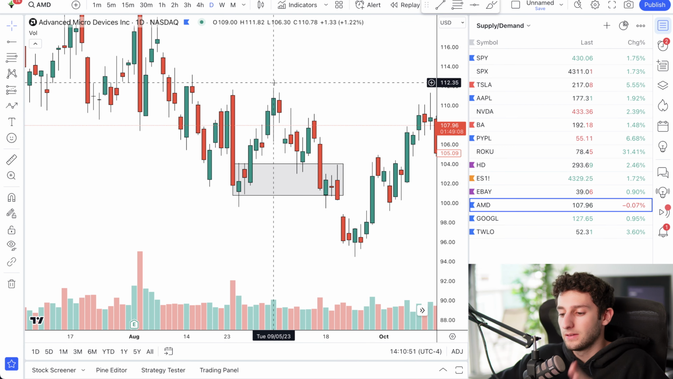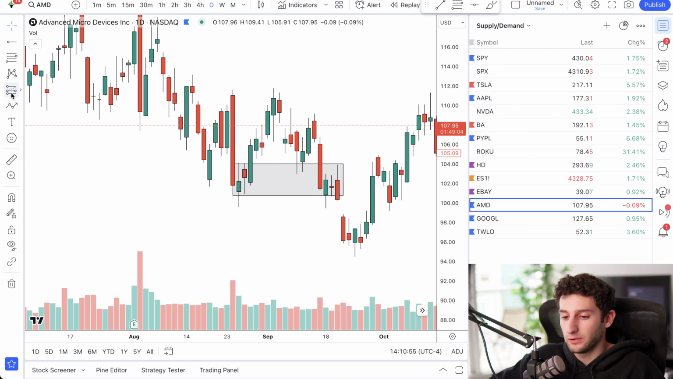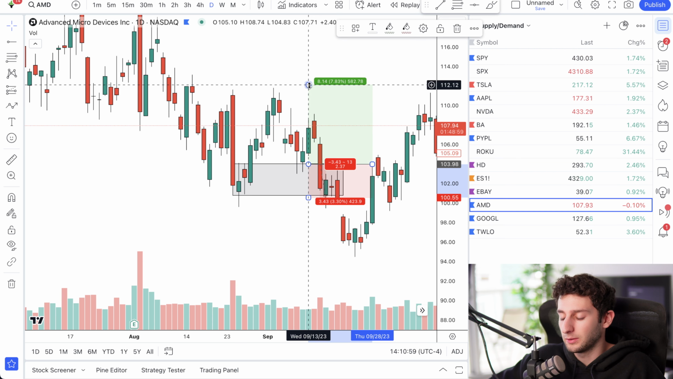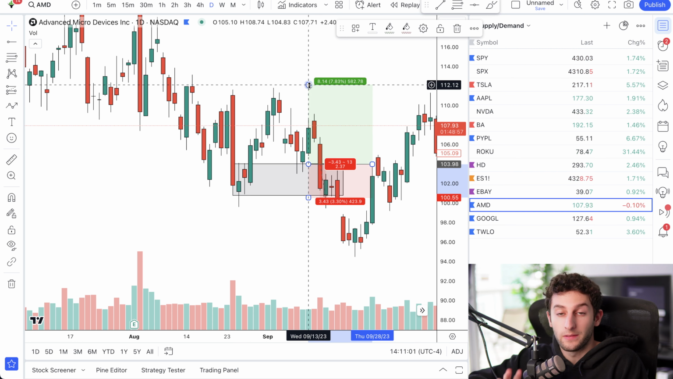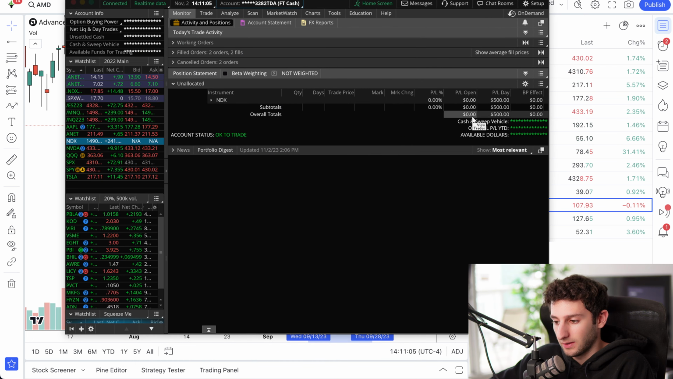Now when price comes down to this demand zone, you know how to trade supply and demand. You just get in long here at demand, set your stop at the low, target the highs, blah, blah, blah. No, that's not how I trade. It's not how I made $500 today. I didn't do it doing that. Here's how I did it.